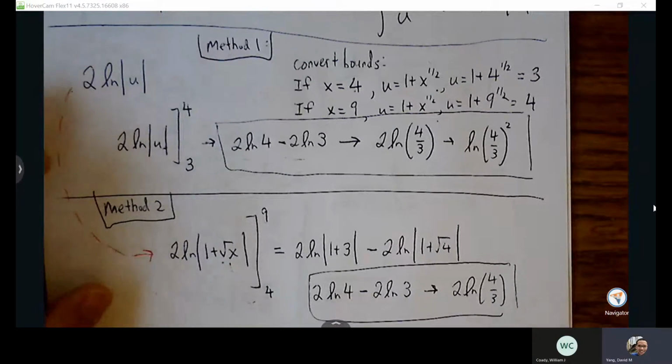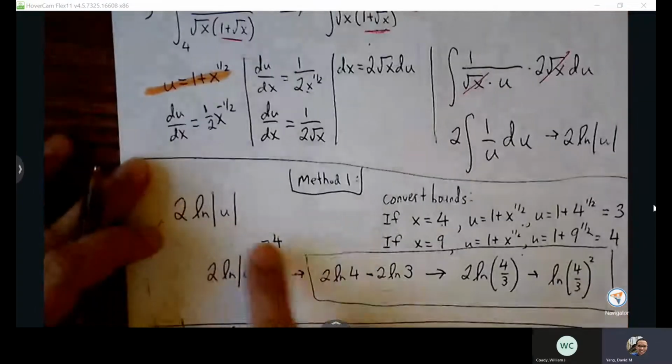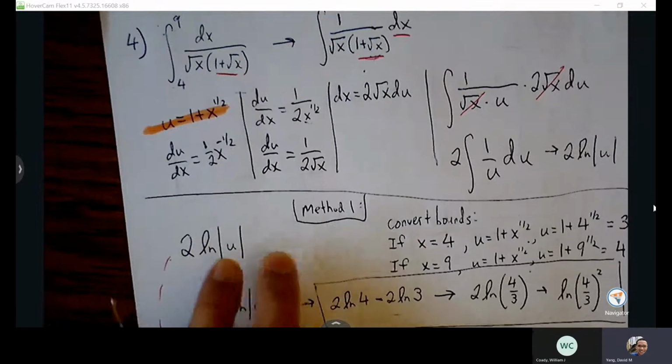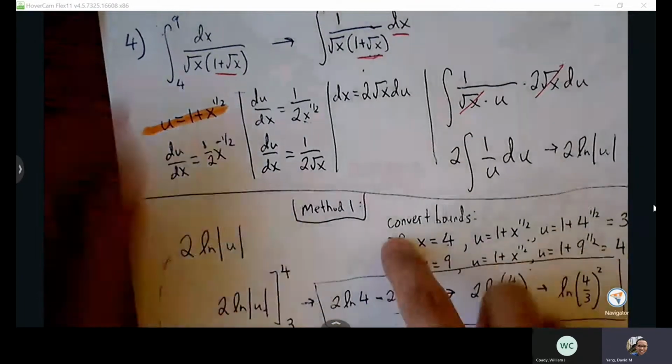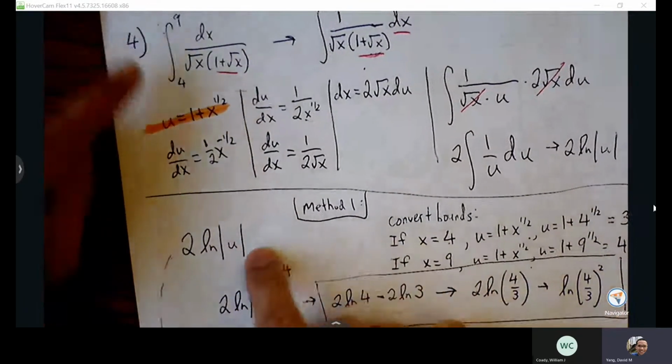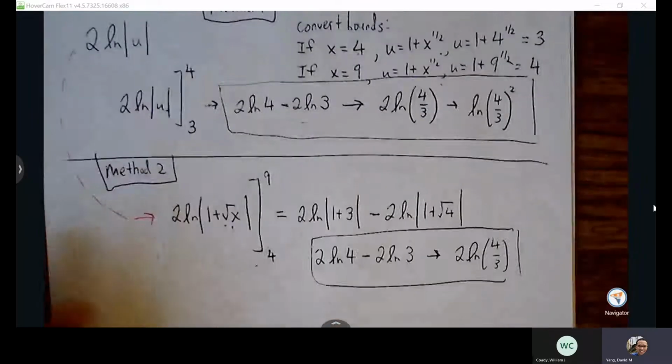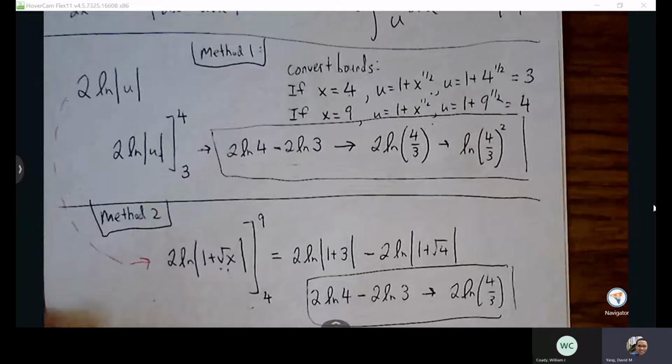I think the danger that I see students make is they get to this point and then they start using the 9 and 4. So we don't want to use a 9 and 4 with the u, right? Either you bring the u in terms of x or you convert the bounds in terms of u, but you don't want to be mismatching variables here. Okay, questions with 4?